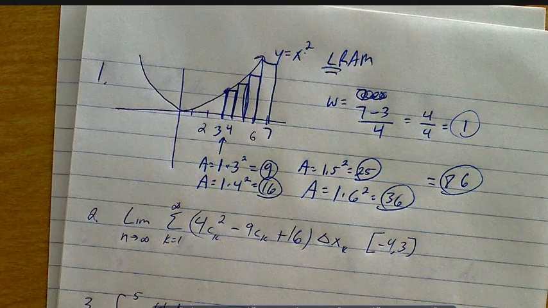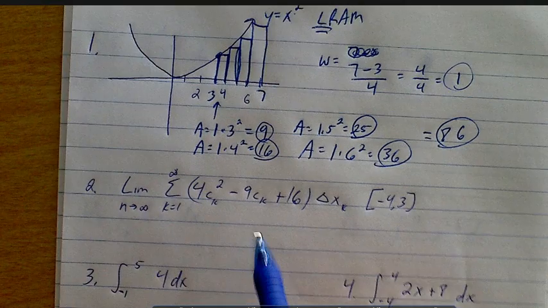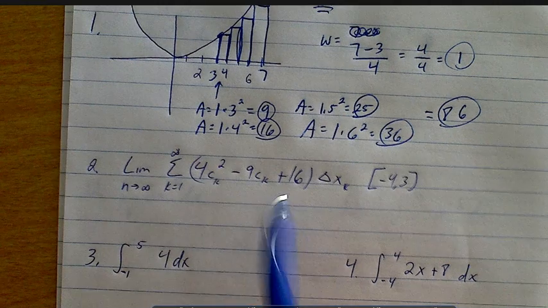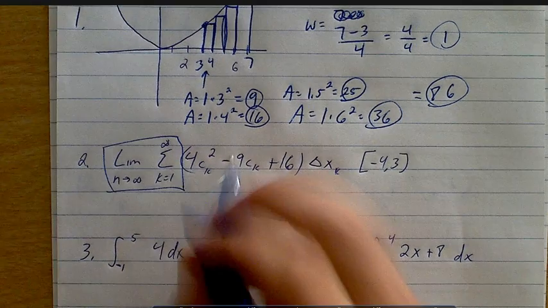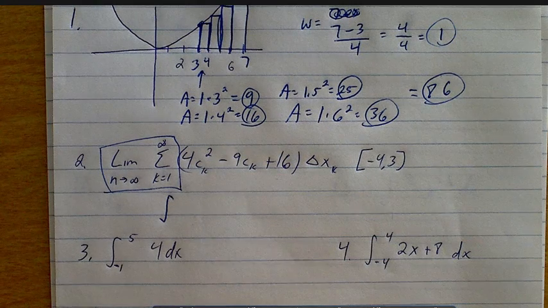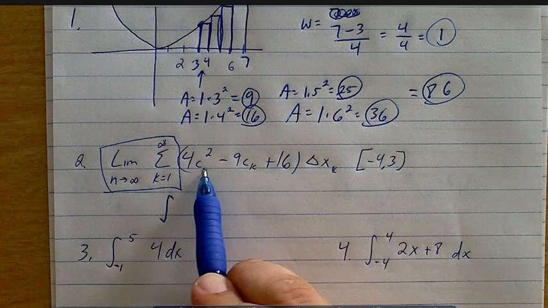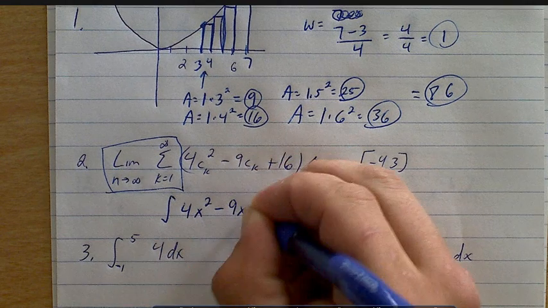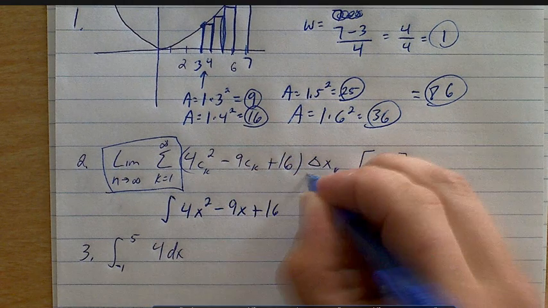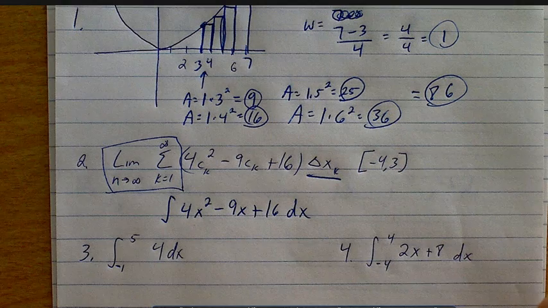Okay, number 2. Express this limit as an integral. All we do with this, since we know that adding up an infinite amount of things is the same thing as an integral, is replace all the c sub k's with x's. Delta x gets replaced by dx, and our integral goes from -4 to 3.